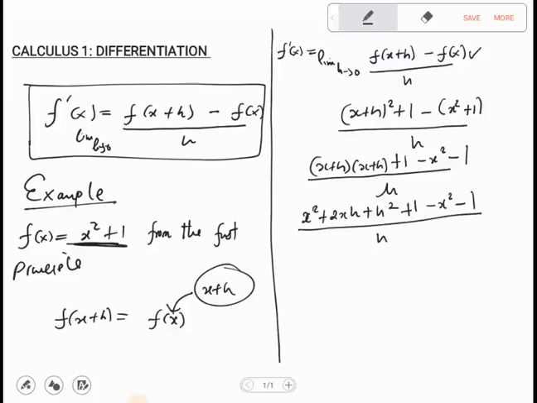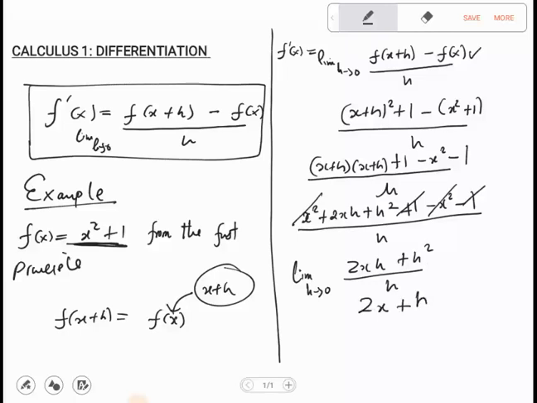Now, you can clearly tell that this and this one will cancel because they are opposite signs. This one and that one will go. So we are going to remain with 2xh plus h squared, divided by h. Remember this is a limit as h approaches 0. We know that h can go into this and that. So h into 2xh will remain 2x, plus h into h squared will make h.